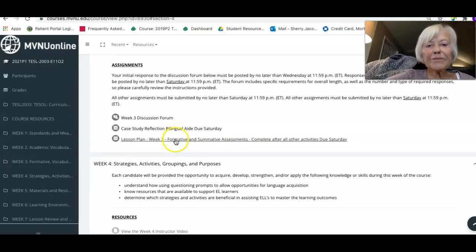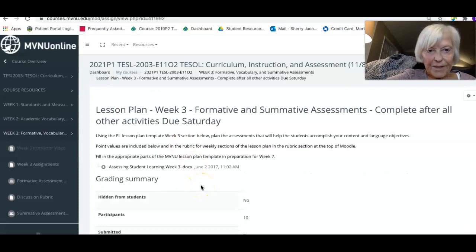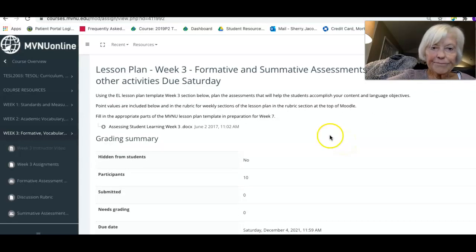And finally, for week 3, you will be turning in your lesson plan segment. So using the EL lesson plan template for week 3 before, I need you to plan the assessments that will help the students accomplish your content and language objectives. Point values are included in the rubric for weekly sections of the lesson plan, and also on Moodle.